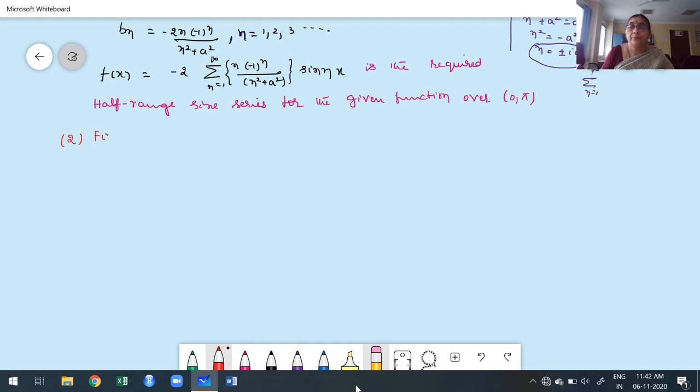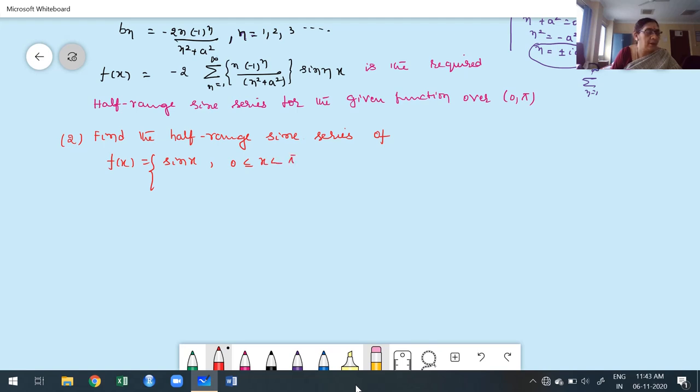Find the half range sine series of f of x equals sin x for 0 less than or equal to x less than pi by 4, cos x for pi by 4 less than x less than or equal to pi by 2. Now here they have given a splitting function.